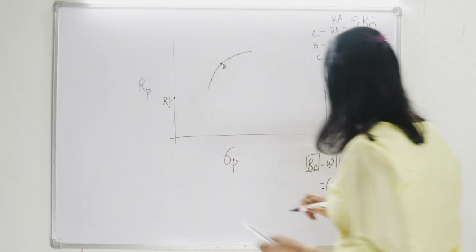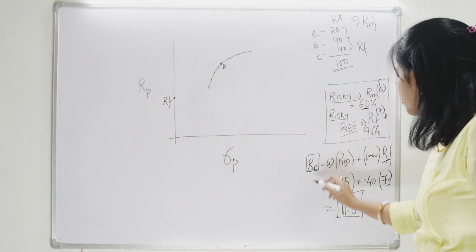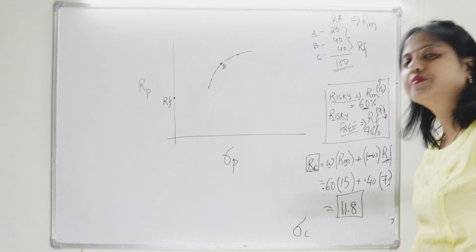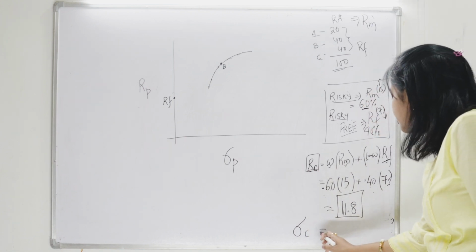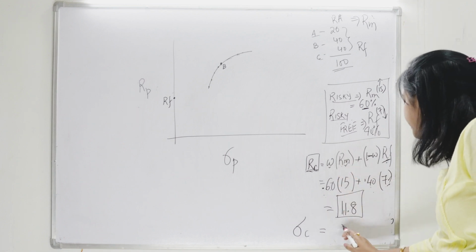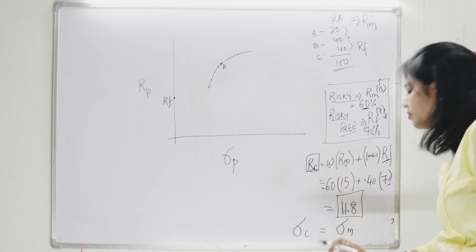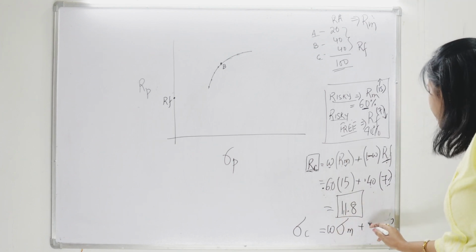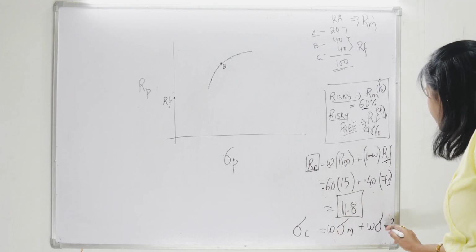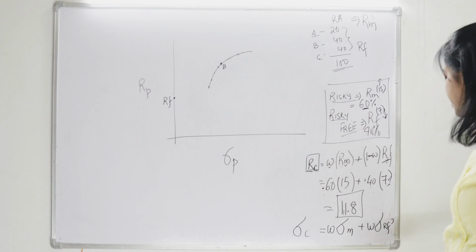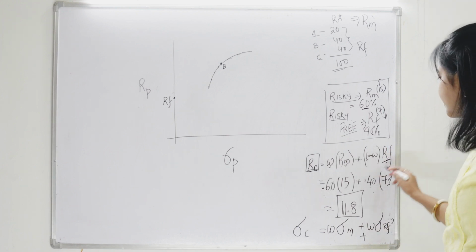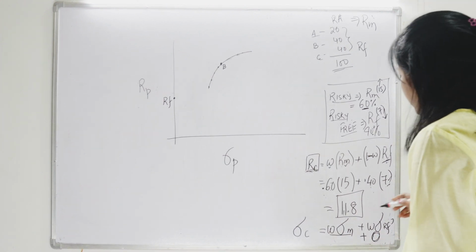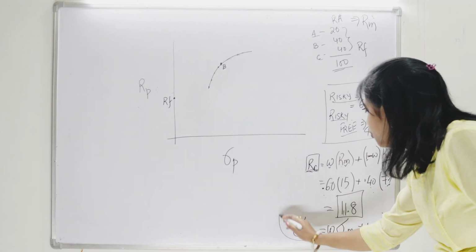Because see, one thing I want to tell you, if this is the return of the portfolio, what is the risk of the combined portfolio? The risk of the combined portfolio will be W into standard deviation of the market plus W into standard deviation of the risk-free security. But remember friends, there is no risk involved here, so there is no variation, so this is 0. So let's take the portfolio risk here.